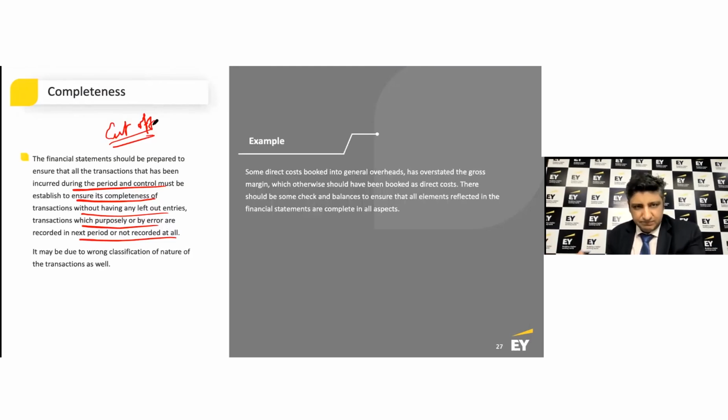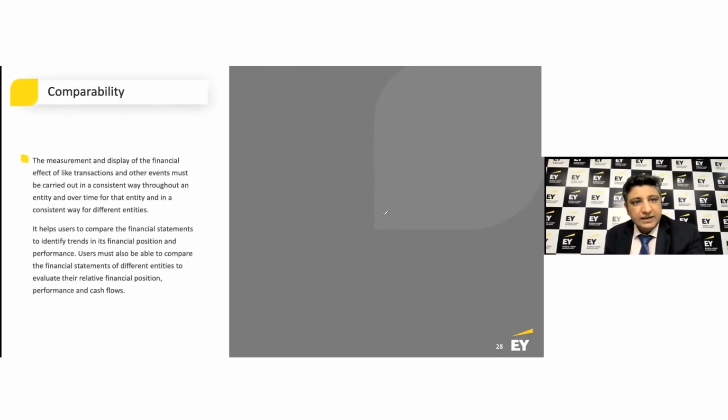Similarly, let's say there could be some costs which are becoming a part of your operational expenses. There could be something which is a direct cost above the gross profit, but you're booking it below the gross profit. That would simply overstate the gross margin. Then it should be ensured that it is appropriately at the right place and shown completely. It's covered completely in all regards from that perspective.